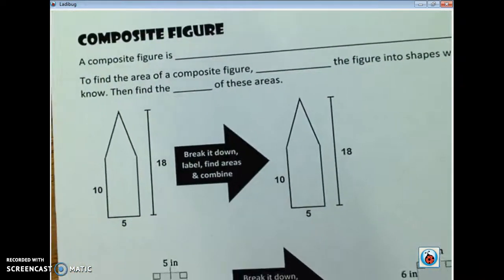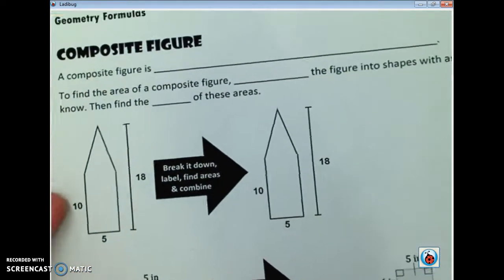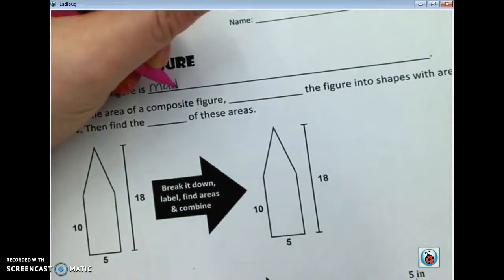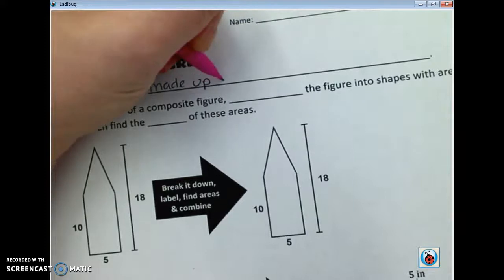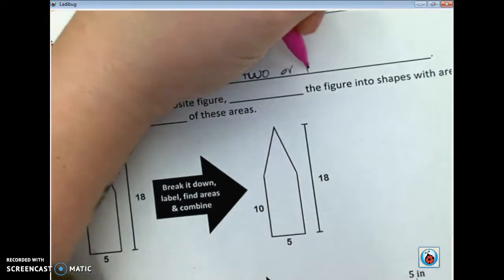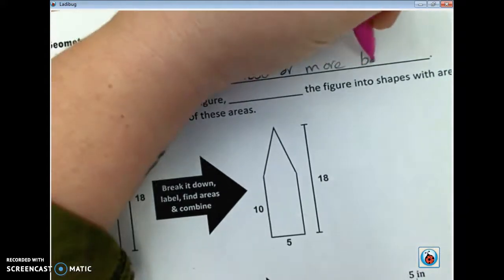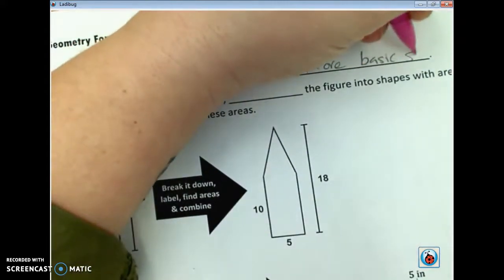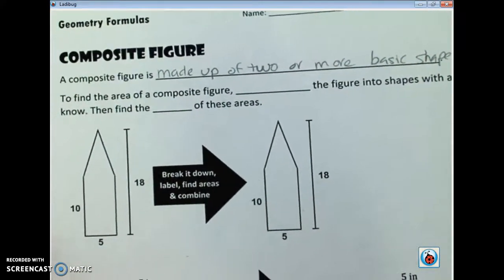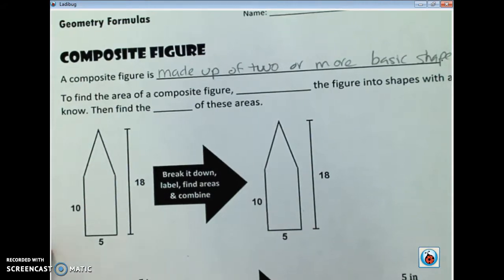So first thing, a composite figure, sometimes also called an irregular shape, is just a figure that is made up of 2 or more basic shapes. Pardon my little chicken scratch there. All right, so you're looking to see what shapes do I see within this figure.